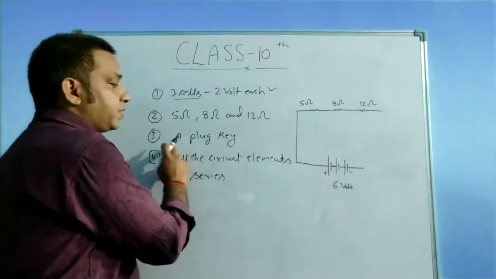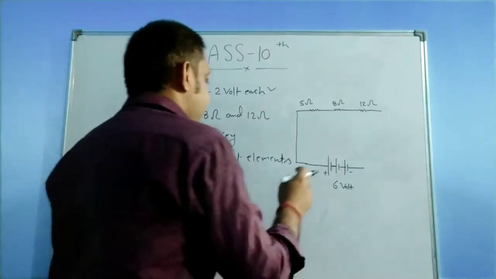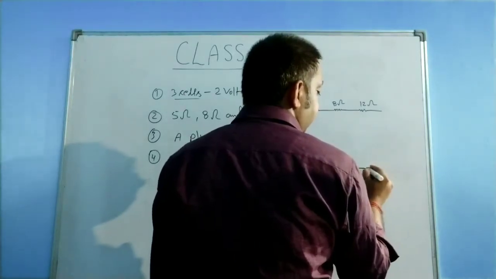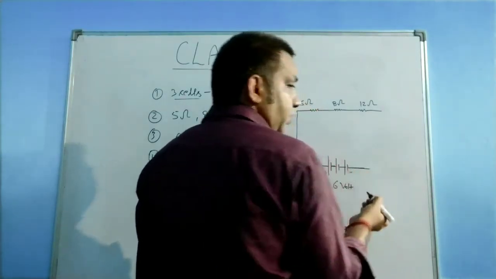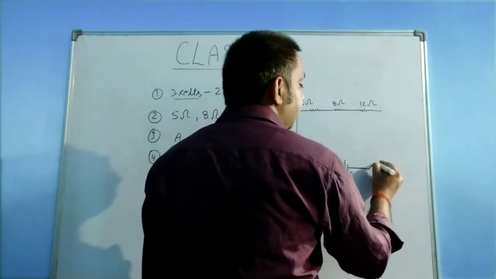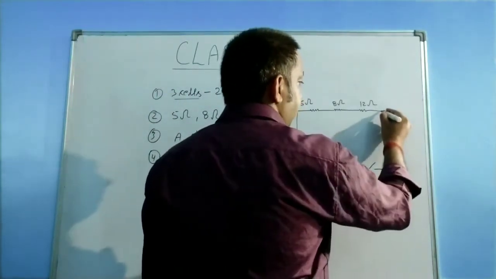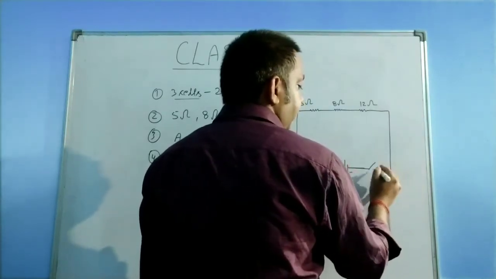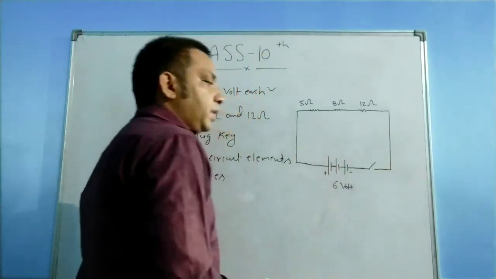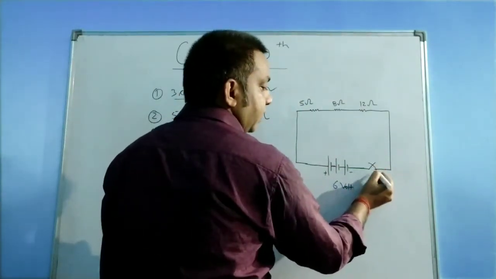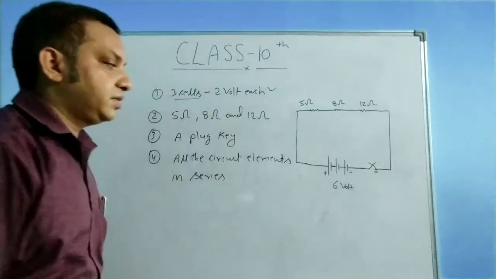We also have to connect a plug key. So I am connecting a key here. A key has 2 types of symbols: either you can use the bracket symbol or this one. I am using this symbol. This is your symbol, and when you connect it, there will be an arrow that gives you an indication that there is a connection.